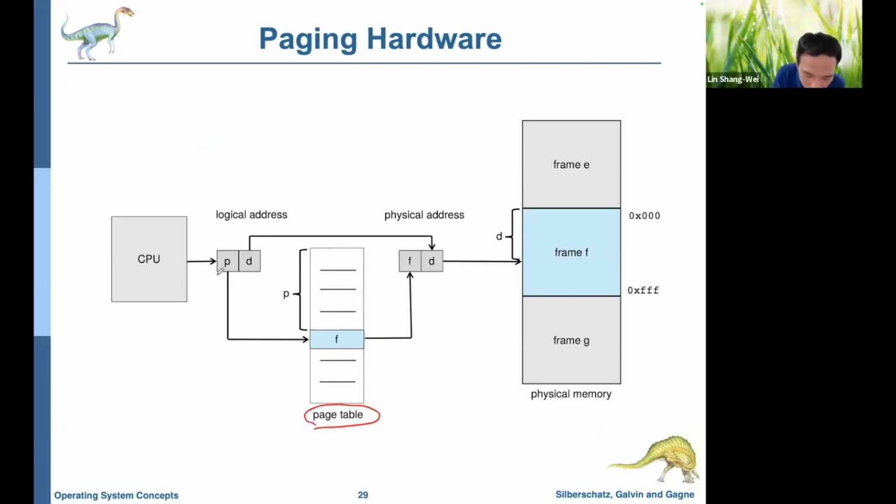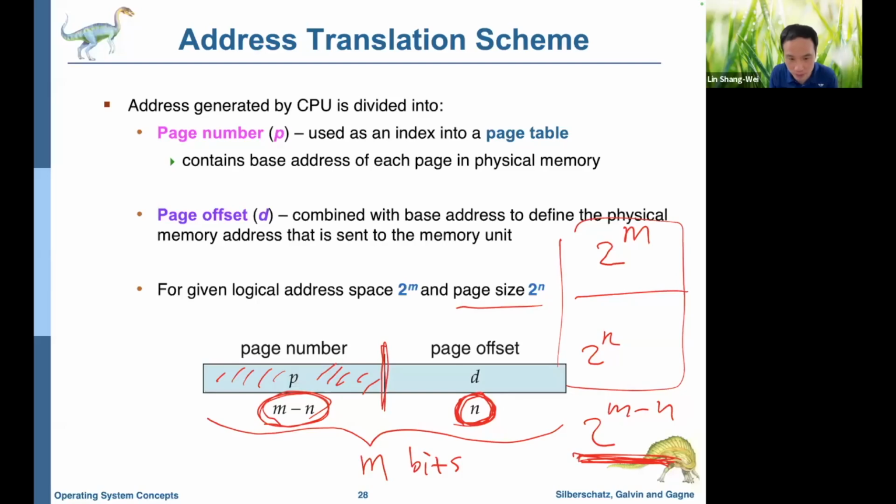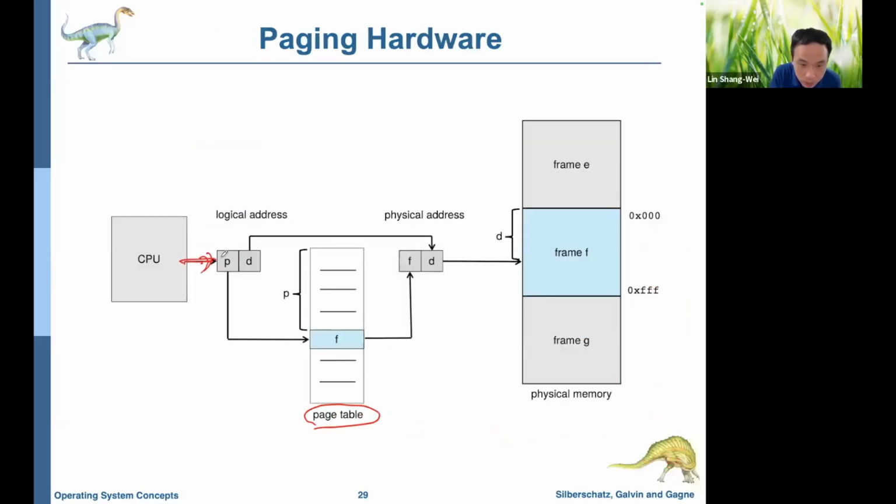Let's say this is your logical address, generated by the CPU. The CPU says that I want to access this address. As I mentioned, we have two parts for this address, P and D. This part will be your page number. And we do have a page table. This table indicates which frame in the physical memory a logical page is mapped to. Every entry is called a page table entry. It indicates your logical page mapping to which physical frame.